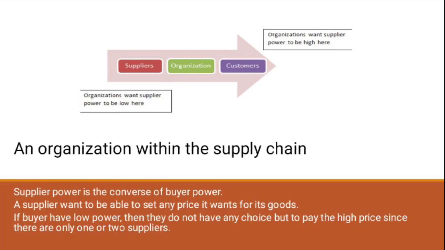On slide 6, this is an organization within the supply chain. Supplier power is the converse of buyer power. A supplier wants to be able to set any price it wants for its goods.